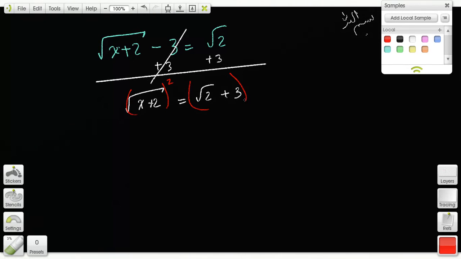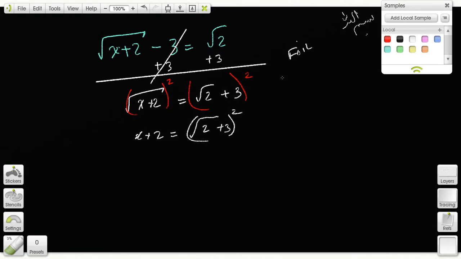Ooh, like this. Right? So then you get, what do you get over here? x plus 2 equals, now you have to square this. Square root of 2 plus 3 squared, right? You have to square this thing, right? How are you going to do that? You square one time? No, you just write the same thing over and foil it.